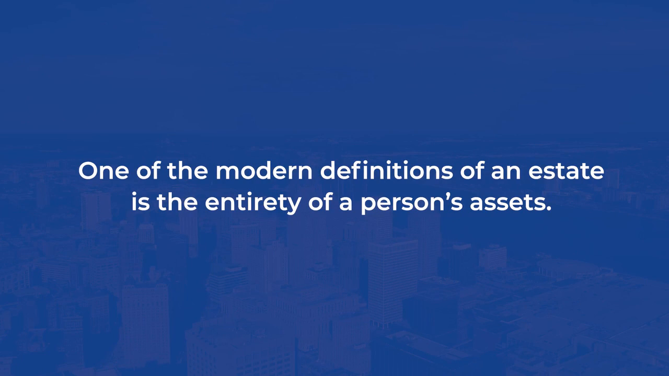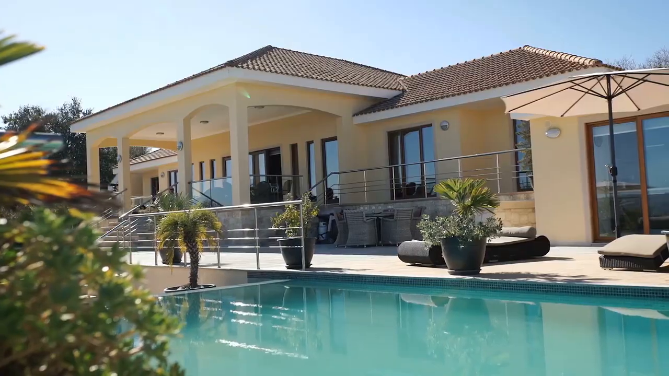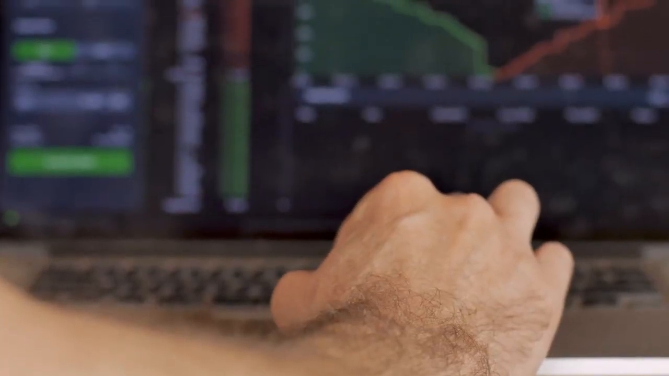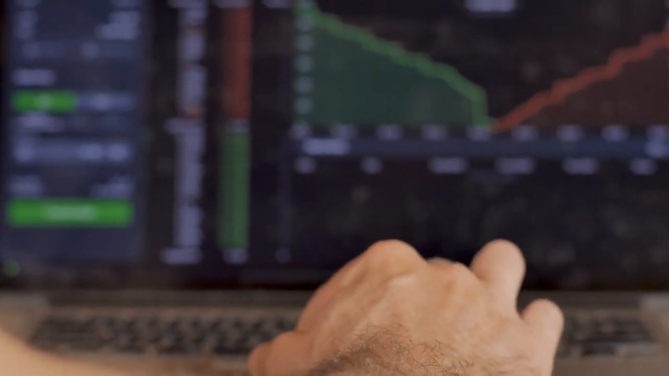One of the modern definitions of an estate is the entirety of a person's assets. This includes both physical assets, including personal property and real estate, and financial assets, such as stock and bonds. This definition of estate comes up most often in bankruptcy, foreclosure, and probate situations.